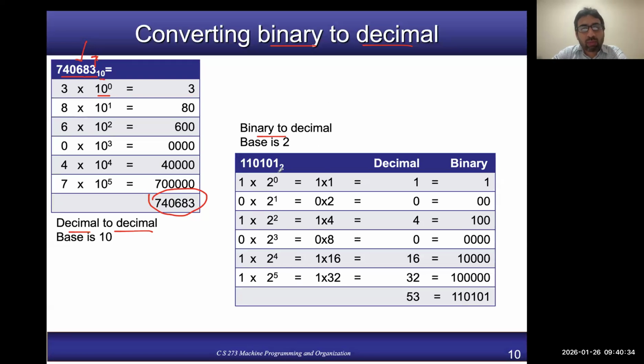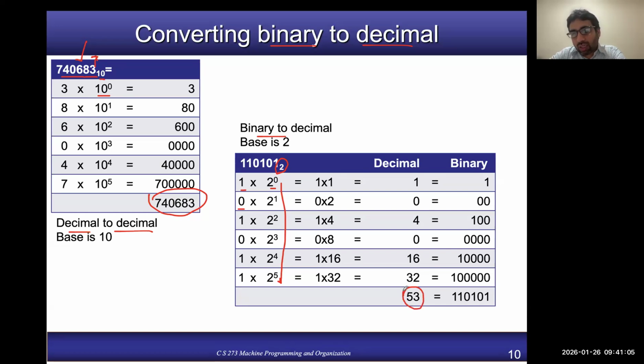The only difference is that the base of the number is 2, not 10. So what we do is multiply the first digit from the right side with 2 raised to the power 0, the next digit with 2 raised to the power 1, and so on. We multiply all of them, and then we take the products. So 1 times 1, 0 times 2, so it becomes 1, 0, 4, 0, 16, 32. And when you take the sum, it will be 53.